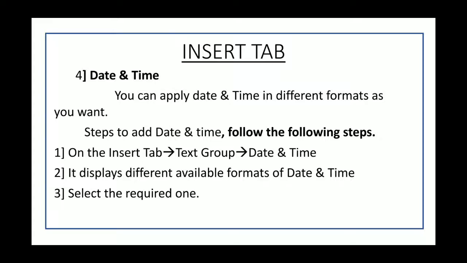Next one is date and time. This one is very simple, you know this one. You can apply date and time in different formats as you want. The steps to add the date and time: just click on the Insert tab and from the text group select date and time. It will display the different available formats of date and time. There are so many different date and time options available. Just select the required one. Whichever you select will be inserted into your PowerPoint presentation.